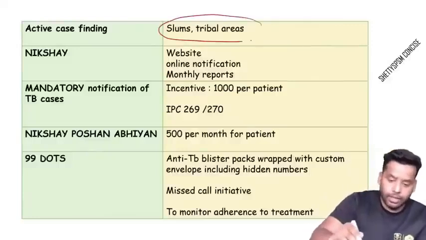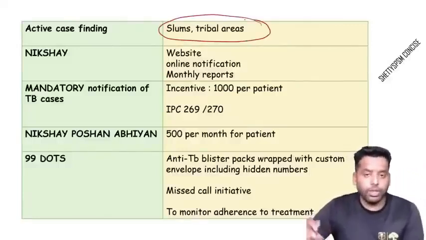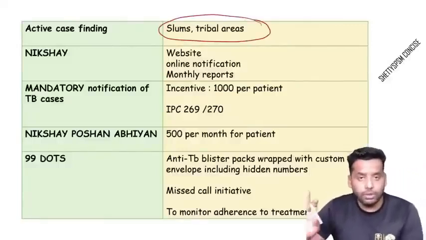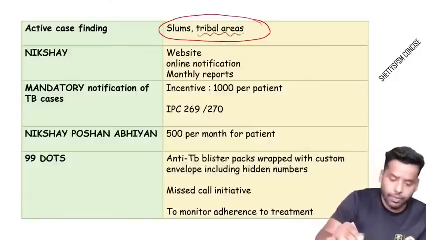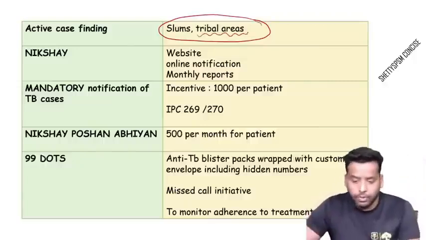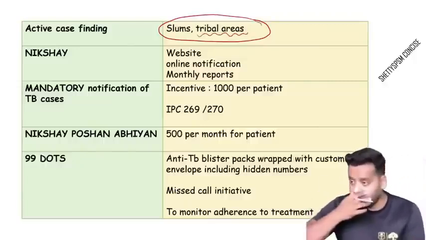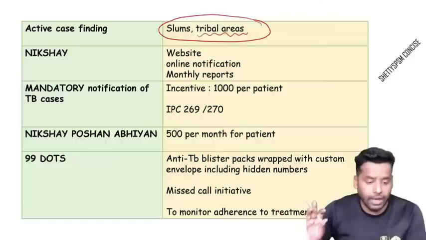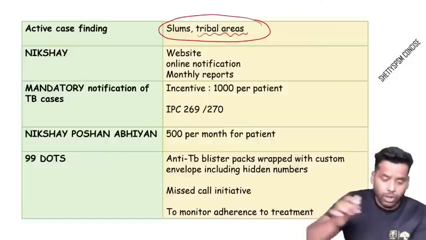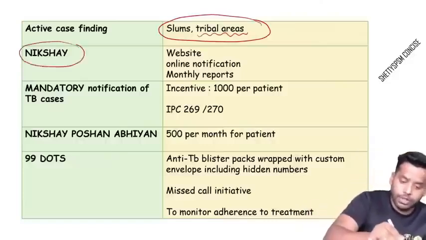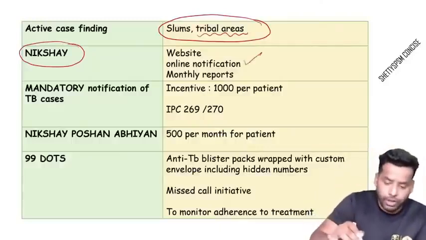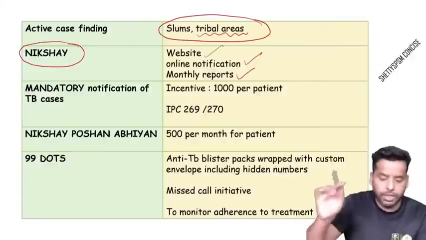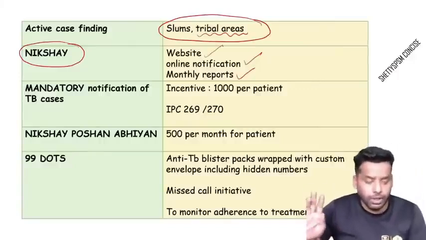For TB, we do active case finding also, going to houses, usually in slums and tribal areas. Always keep this word, tribal areas. What disease has to be screened for? Going to that locality, active case finding. What is the website for TB notification? Tell me. What is the website for TB notification where you fill monthly reports? What is that website called? Online will be going, right?